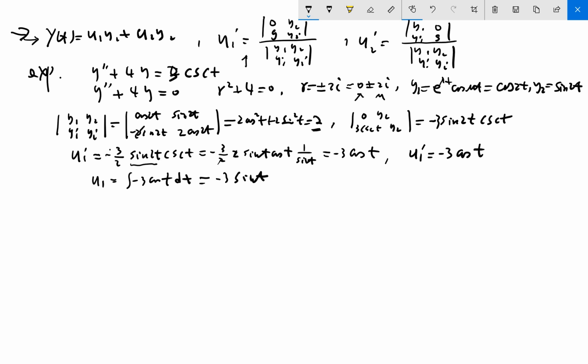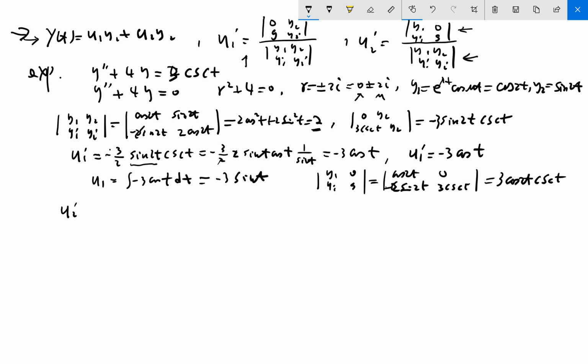Okay, now let's find the next one. Let's find the u2. To find the u2, we already found the denominator, right? We need to find the numerator. So the numerator here is y1, y1 prime, 0, and g, which is cosine 2t, negative 2 sine 2t, 0, g is 3 cosecant t. So it gives you 3 cosine 2t cosecant t. By using the u2 prime formula, u2 prime is equal to 3 over 2 cosine 2t and the cosecant t.